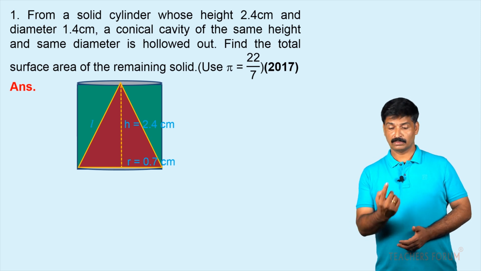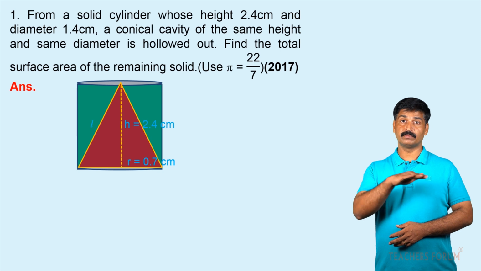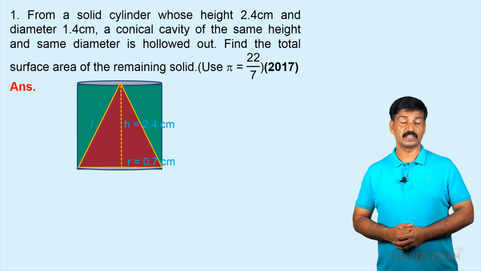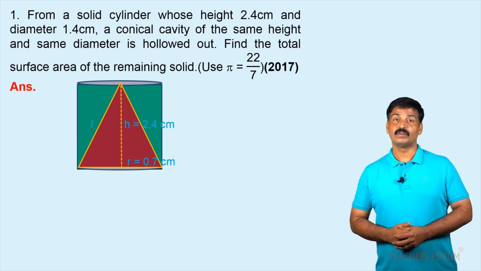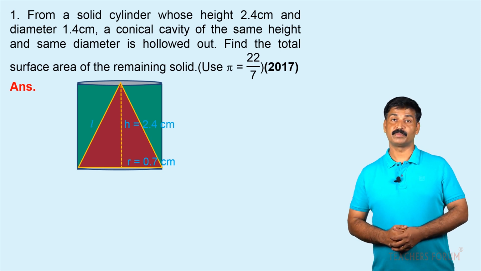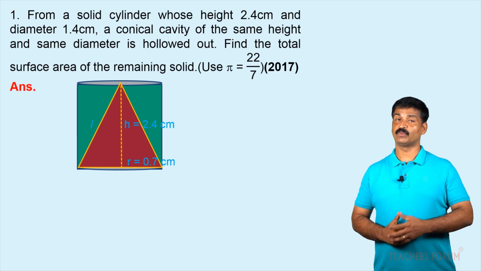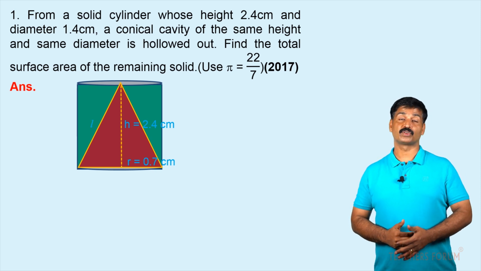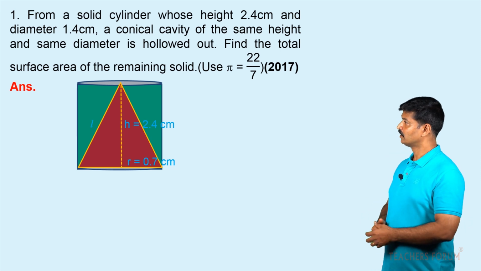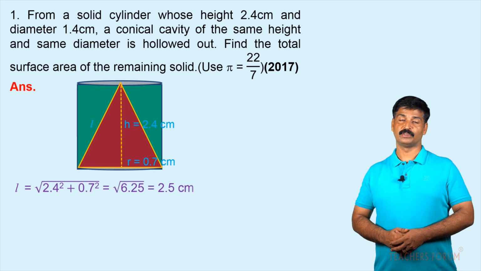You can paint the CSA of cylinder, 2 pi RH. You can paint on the top area, that is circular in shape, pi r square. Now you can paint on the lateral surface area of the cone, that is pi RL. Now L is not given. So the first step you have to find L. That is square root of h square plus r square. You know the height, you know the radius, just substitute. So L is equal to 2.5 centimeter.